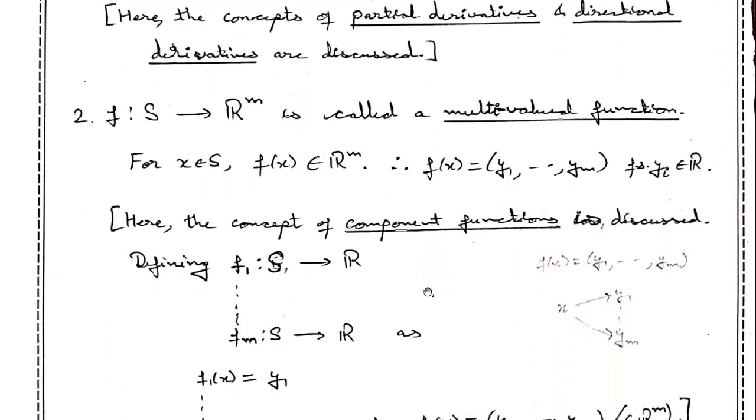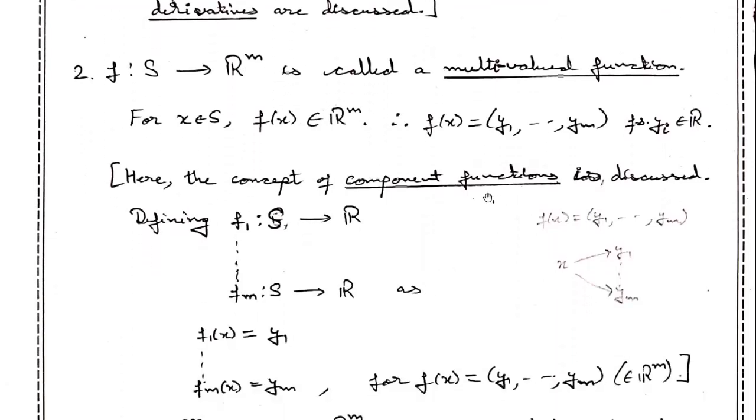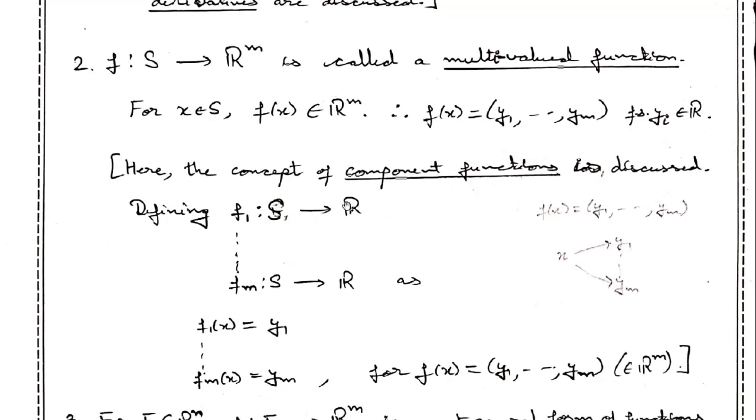And this coins the concept of component functions, because for every x belonging to the domain, f(x) has m real components. So for this type of function from S to Rm, a multi-valued function, we can have a concept of component functions. Now these component functions will be what? They will be real valued functions having the same domain which f had. So how many component functions will there be?